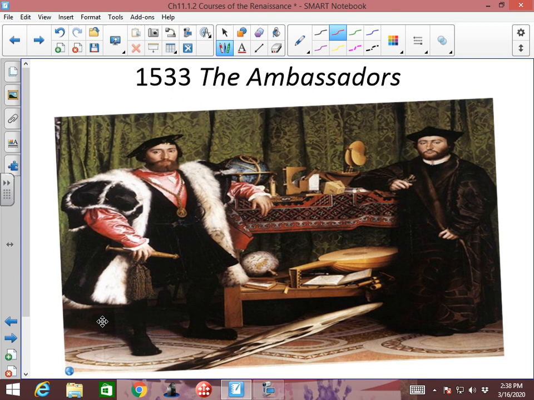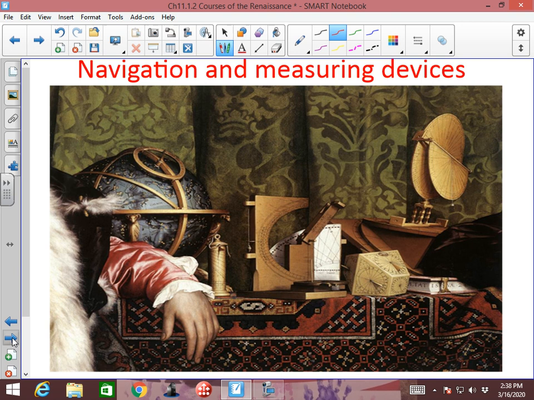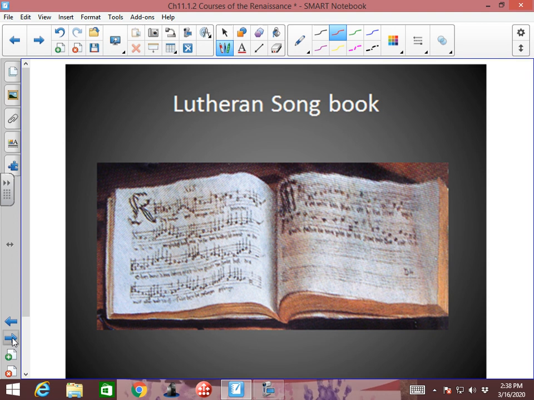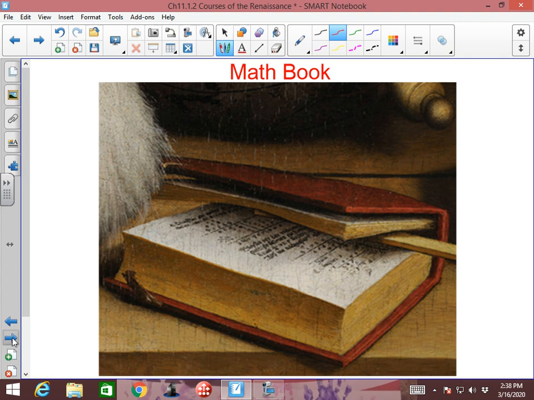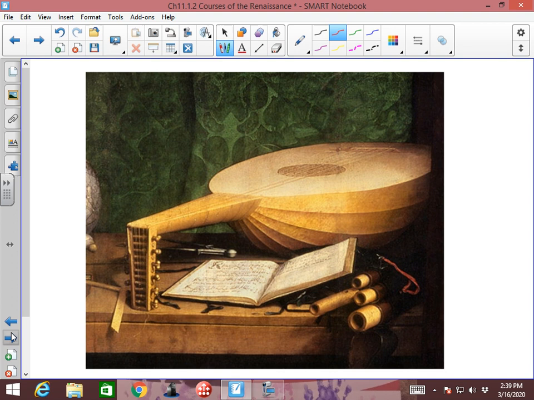So they have navigation and measuring instruments here. They have a globe of the world. There's a Protestant songbook, a Lutheran songbook. They have a math book to tell everybody how smart they are. A musician. They have several musical instruments here.